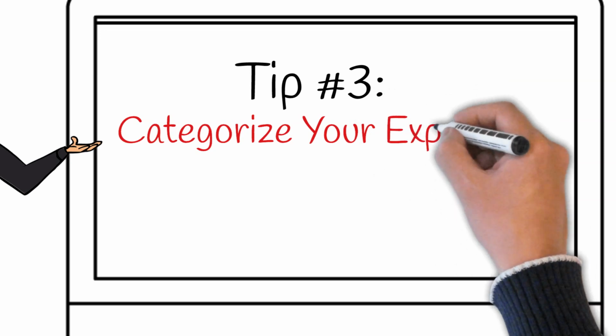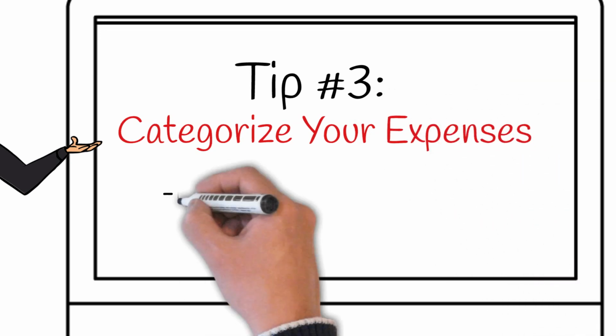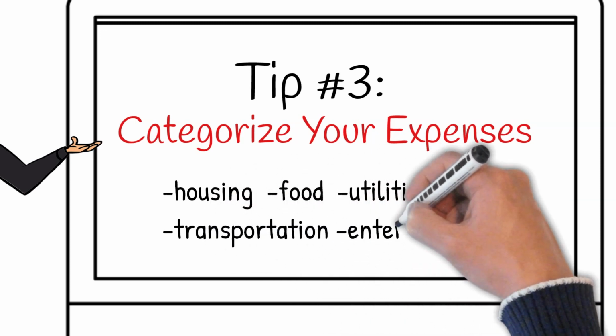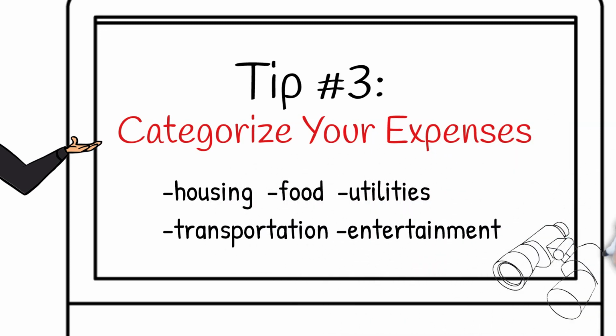3. Categorize your expenses. Break down your expenses into categories, like housing, food, utilities, transportation and entertainment. This makes it easier to see where your money is going.